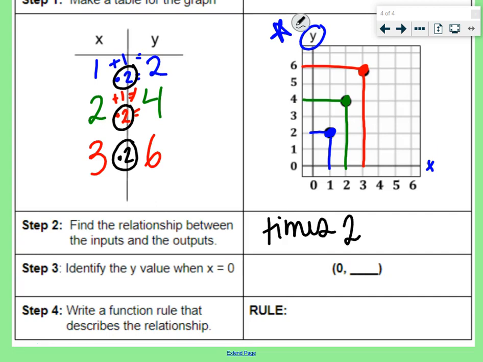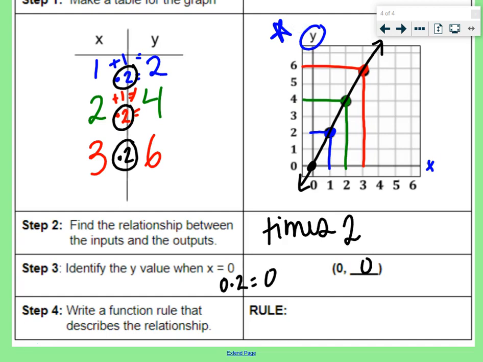Step 3, identify the y value when x equals 0. Well, if x equals 0, we would do 0 times 2, which would be 0. So 0, 0 would be another point on that graph. And if you see, it does line up with all the other points to make that nice straight line.